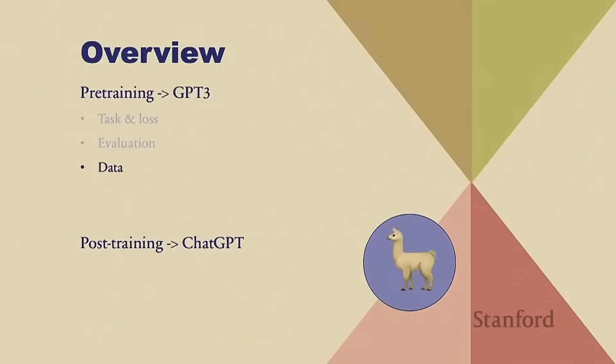There are many other ways of doing it. Train-test contamination, again, not that important for development, really important for academic benchmarking. Great. So there are many other challenges, but I'll move on for now. Great. Data.